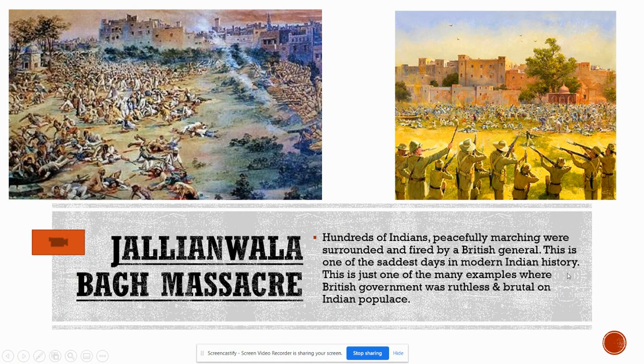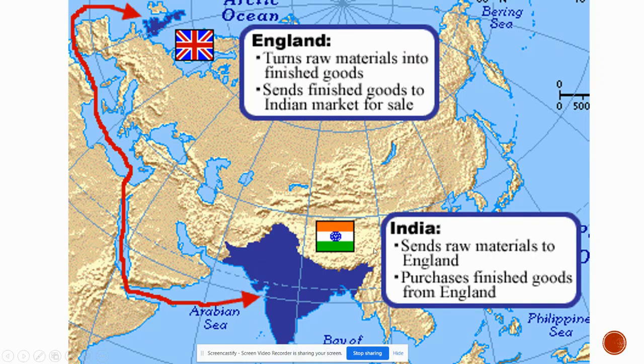And this is when you have the Jallianwala Bagh massacre. What happens is hundreds of Indians peacefully marching were surrounded and fired upon by a British general. And this is probably one of the saddest days in modern Indian history. This is just one of the many examples of where the British government was ruthless and brutal on the Indian populace. This was kind of the turning point. After this is really when Gandhi took off, and Indian independence was seen as something that needed to be done because of the brutal treatment of the Indian population.